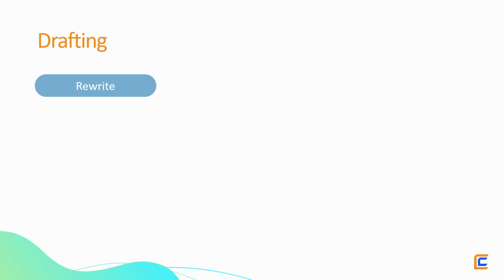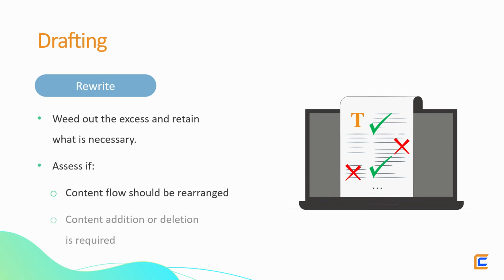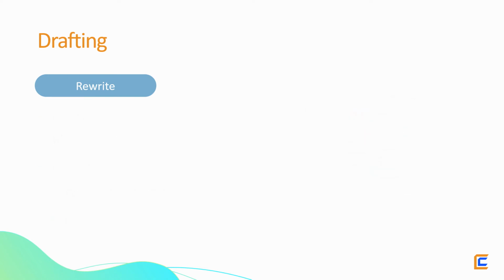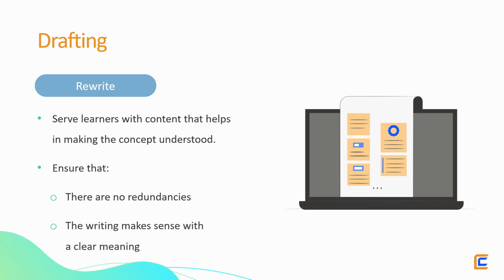In this stage, it is about quality. So weed out all the excess, and only retain what is absolutely necessary. Assess if the flow of content should be rearranged, and whether any content addition or deletion is required. You don't want to bombard your readers or learners with excessive information, but rather only serve up content that specifically helps in making your concept better understood. Check to see that there are no redundancies, and if what you've written makes sense and has a clear meaning.